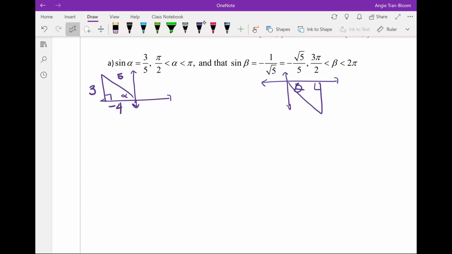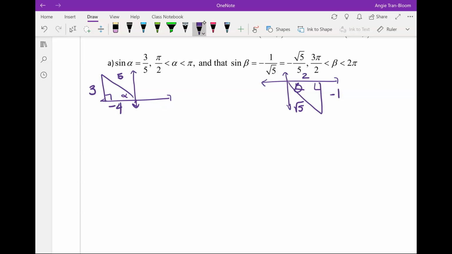They gave you sine of beta is -1/5. You can use a rationalized form or non-rationalized form. What do you want to put for the opposite? Okay, a -1. What do you want to put for hypotenuse? Root 5. So go ahead and do me a favor and find that adjacent for me. So adjacent is 2. Perfect.